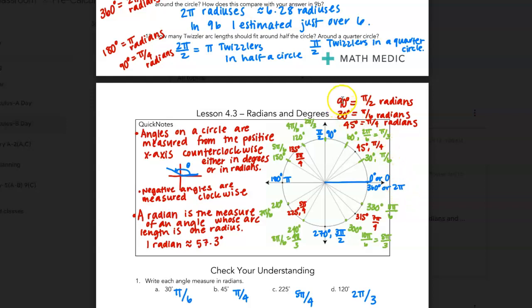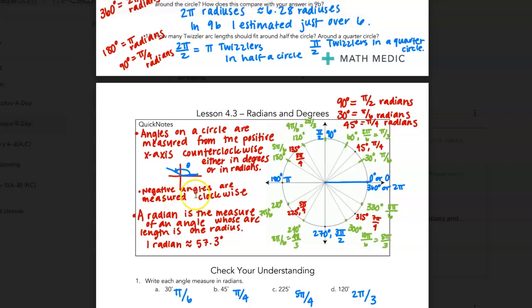And then finally counting by 90 degrees, we have 0 and then pi over 2. And so every 90 degrees beyond that would be another pi over 2. So this is 2 pi over 2 for 180 degrees, simplifies to pi. And then 270 degrees, 3 pi over 2. And then 360 degrees would be 4 pi over 2, which simplifies to 2 pi.